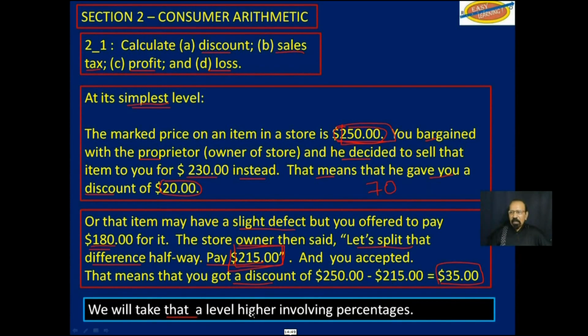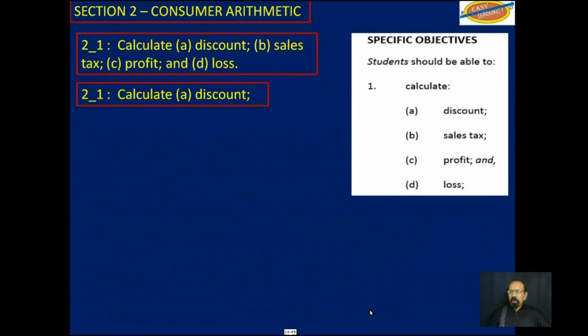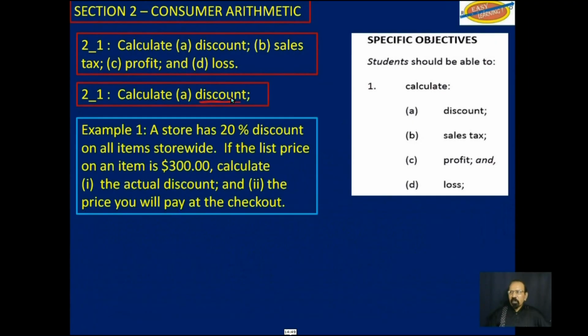But we will take that a level higher involving percentages. So we are going to calculate discount. Example 1: a store has 20% discount on all items store-wide. If the list price on an item is $300, calculate 1, the actual discount, and 2, the price you will pay at the checkout.